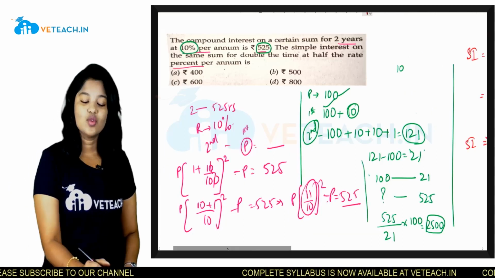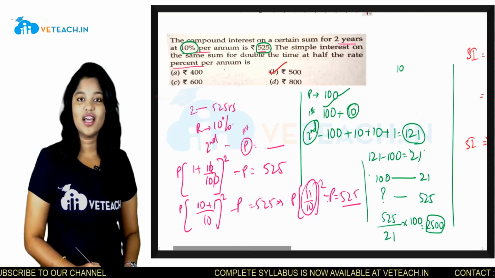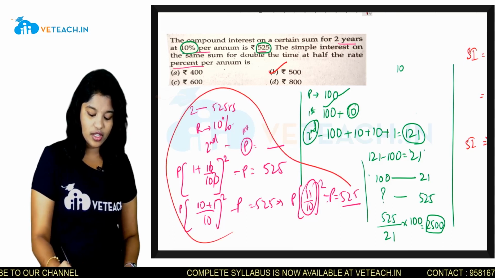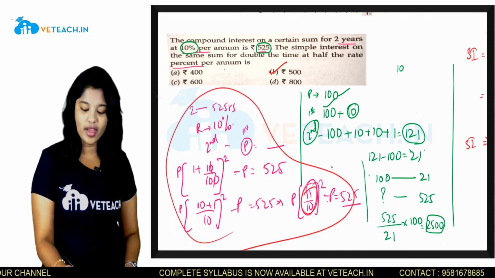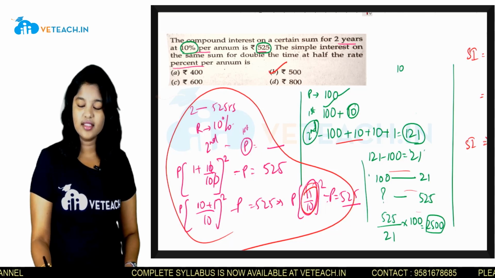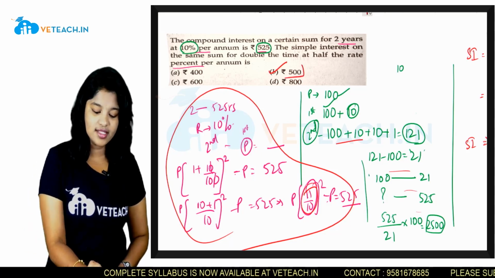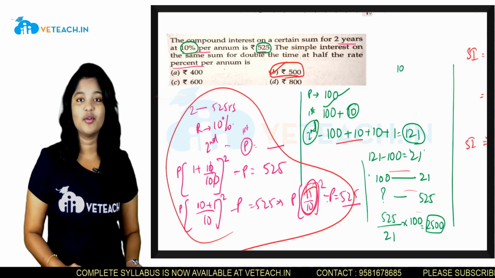So option B, 500 rupees, is our correct answer. Instead of doing this whole procedure and solving the square, we can simply calculate in this way. So the answer is the same in both cases, it is 500 rupees.